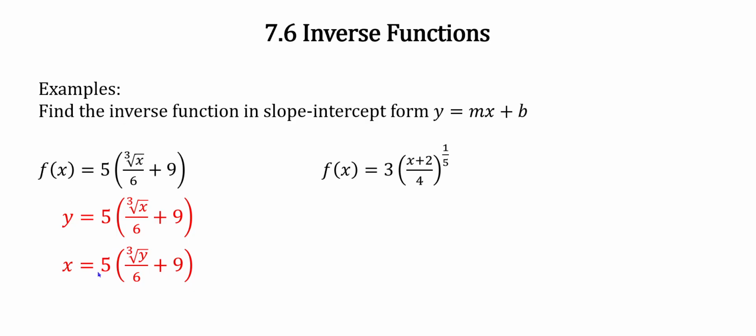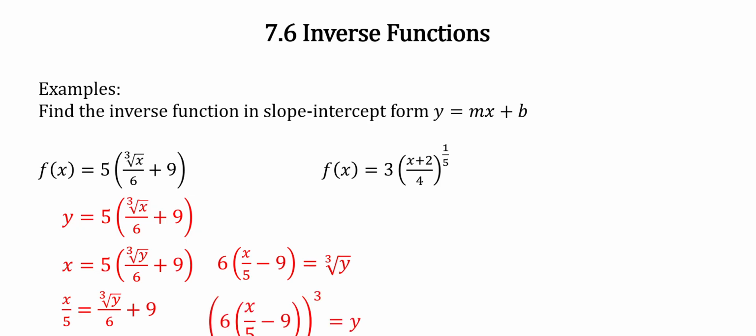I need to get rid of this first. Now I'm going to subtract the 9. Multiply both sides by 6, and even Delta Math is letting you leave it like this. Now how do I get rid of the cube root? I'm going to raise both sides to the 3rd power. And there, I'm done. There's my inverse. Okay, you give this one a try, pause it here, and work this one out, and come back and check your answers.